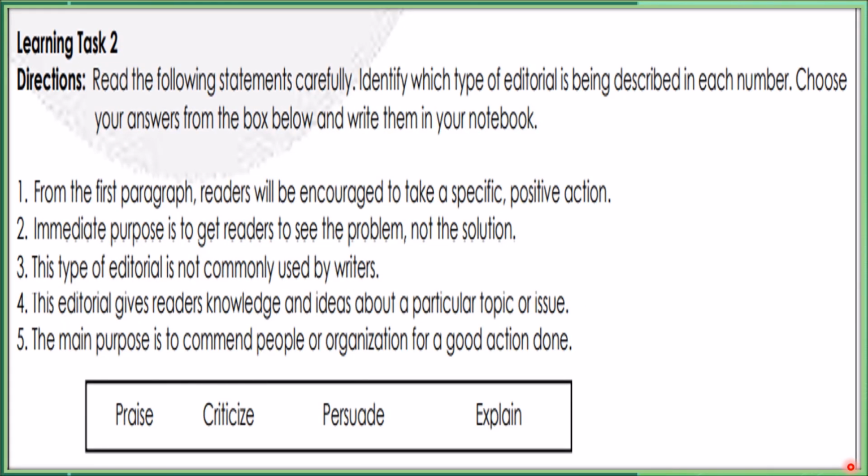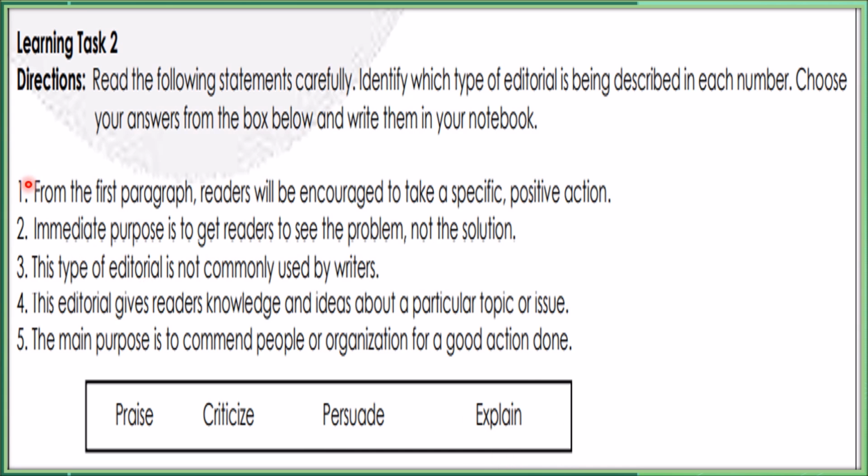So, for learning task 2, the direction is, you're going to read the following statements carefully. You have to identify which type of editorial is being described and its number. Choose your answers from the box below and write them in your notebook. So, you have to choose what type of editorial is being described. Is it praise, criticize, persuade, or explain?